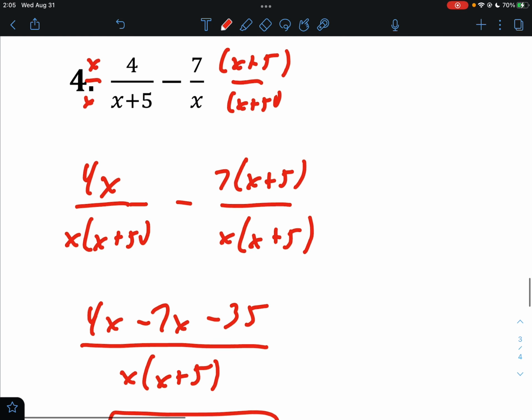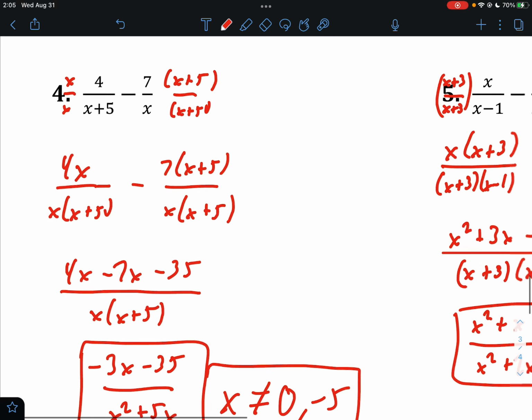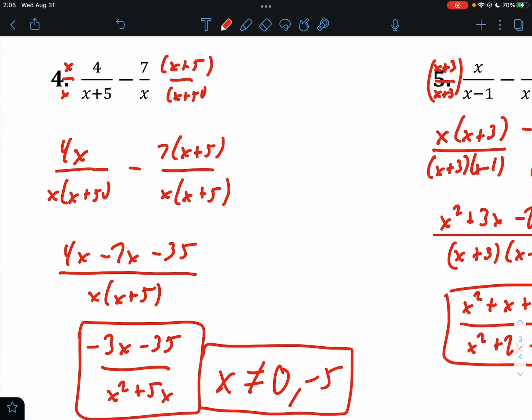Number 4, multiply the first one by x over x, the second one by x plus 5 over x plus 5. Combine the numerators and simplify. We get 2 numbers that x can't be: x can't be 0, and x can't be negative 5. Because if it was 0, this would be undefined. If it was negative 5, this would be undefined.